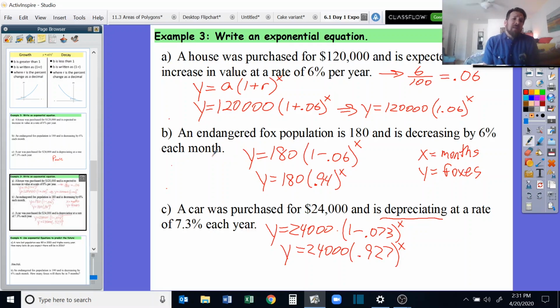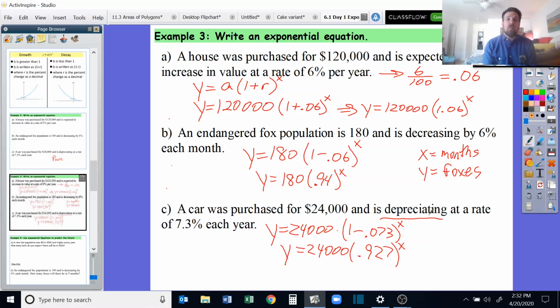Second example, an endangered fox population is 180 and is decreasing by 6%. Again, 6%, 0.06 each month. So this would be 180 as our starting point times 1 minus 0.06 because it is decreasing, to the x power.